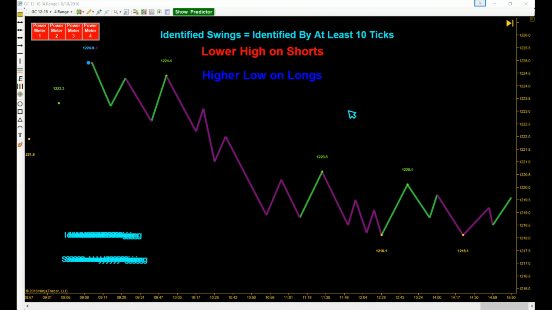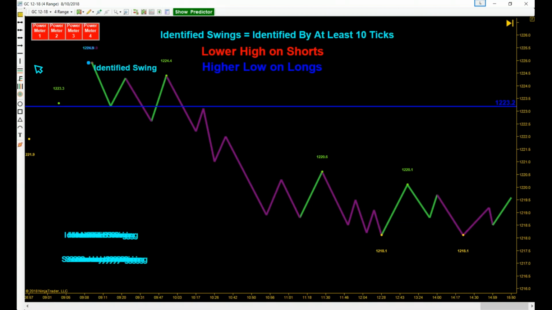Okay, let's go ahead and go over a little bit of where the identified swings are again. Let's just do that real quick. An identified swing, when you have a high, by the way, this is on shorts, lower high on shorts, and that's where our little identified swing is going to be. And on longs, it'll be higher lows, of course. But this is basically an identified swing only to me if you get a retrace and you roll over and you get at least, I like to have 10 ticks.